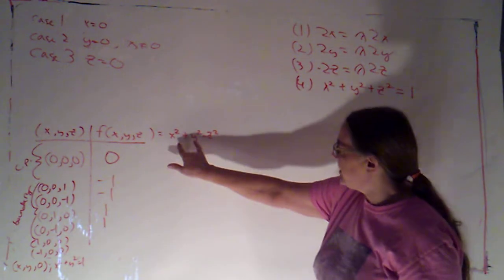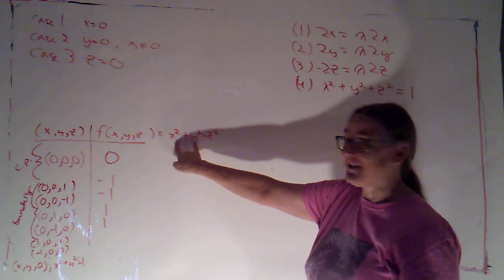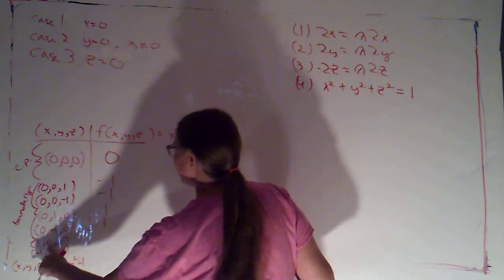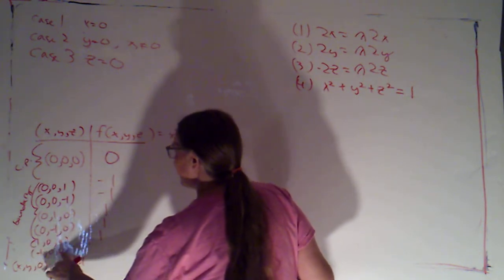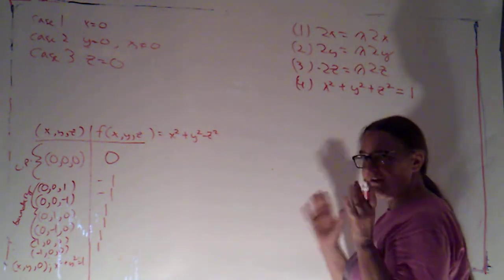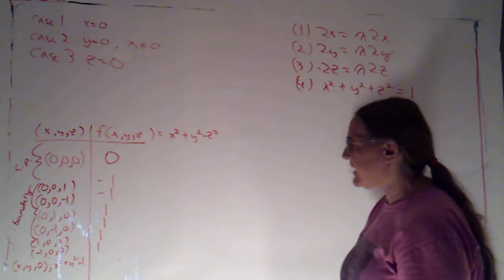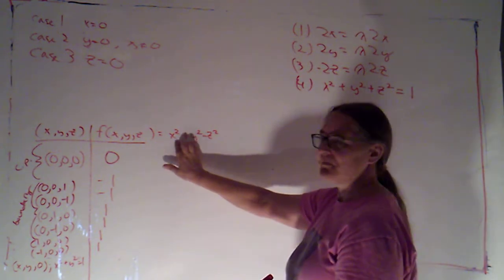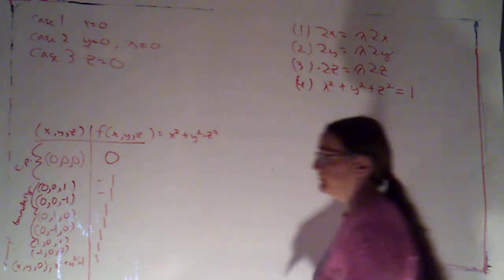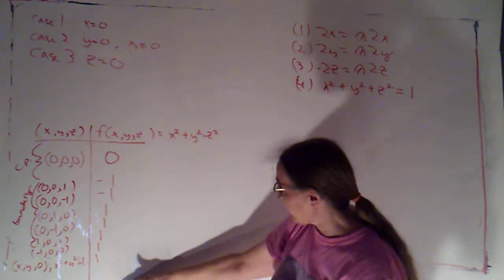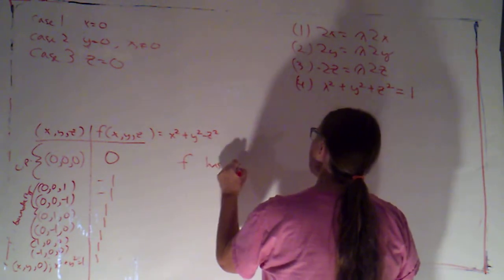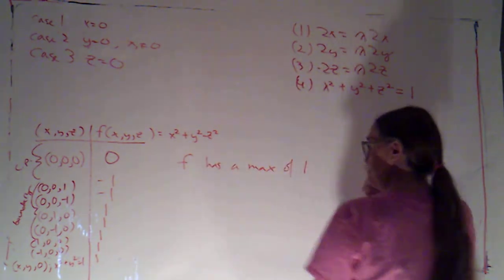Basically, if x or y is 1 or -1, when I square them, I'm going to get a 1. So here I'm going to get 1 plus 0 minus 0 is 1. 1 plus 0 minus 0 is 1. Now for all of these points, I don't have individual values of x and y to plug in, but I know that x squared plus y squared is equal to 1. So I get 1 minus z squared, which is 0, so I get 1. So here are my w values. Looks like 1 is the biggest. So f has a max of 1.